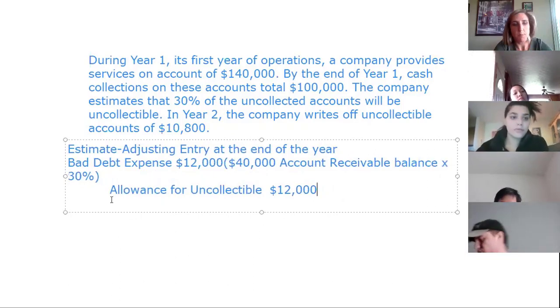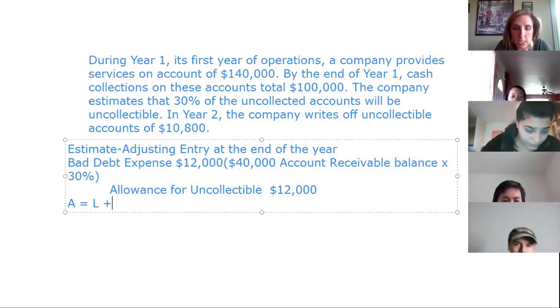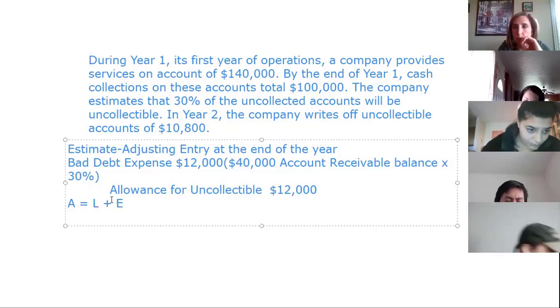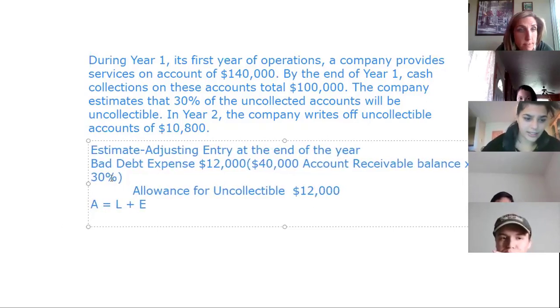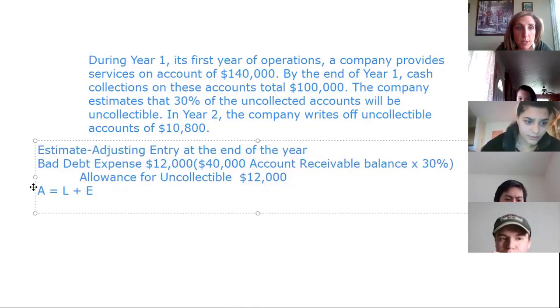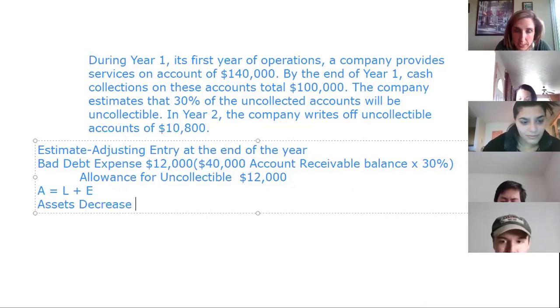Do you know what is happening to the accounting equation whenever we do this journal entry? Any guesses? Assets decrease? Very good. That is right. Because that allowance account is an asset, right? Even though it has the word contra on it, all that's telling me is that its balance should end up being on the credit side. It's still an asset. When I credit assets, they decrease. So Ozzy is right. Assets decrease. What else happens because it has to balance?